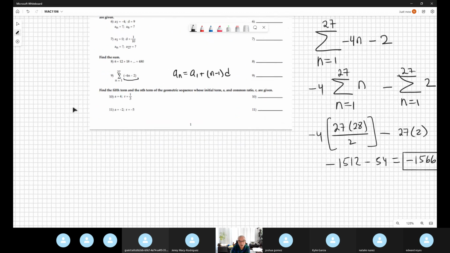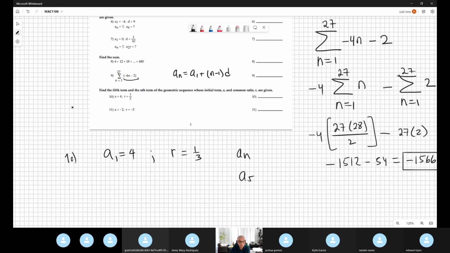Okay, let's move on to the geometric. Geometric is given the first term, a1, number 10. This is a, but actually it's a1. It's 4, and the common ratio is 1/3. And they want the 5th term and the n-th term of this. Okay, I want to find a sub n. I want to find a sub 5.